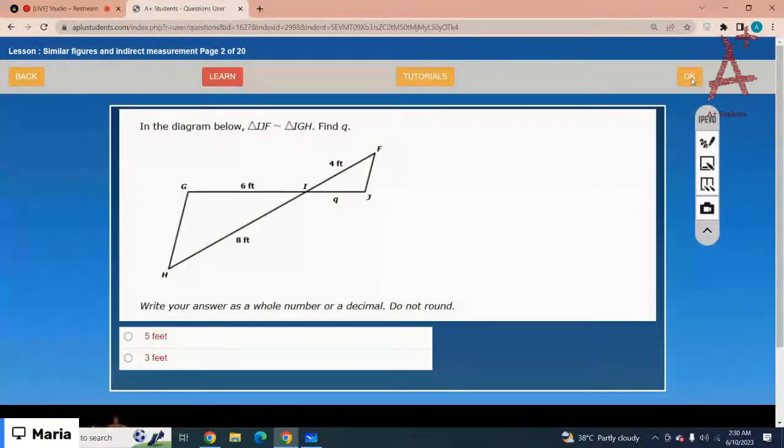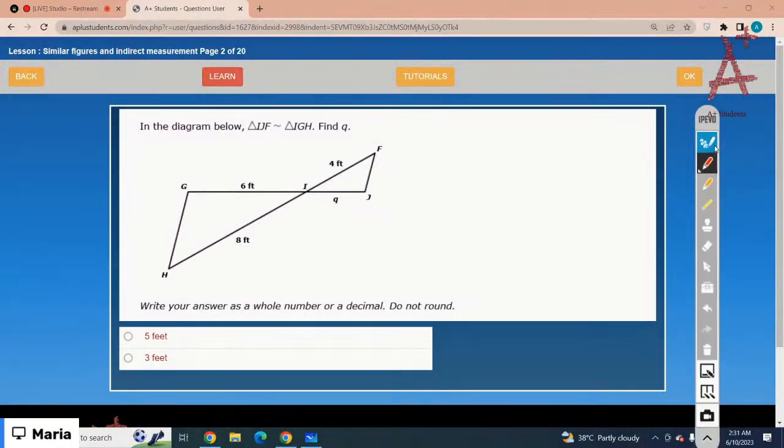Okay, draw the diagram below. Triangle IJF and triangle IGH are similar. So you have to calculate the missing side. IJF, okay, IJ and F. That is 4 feet.